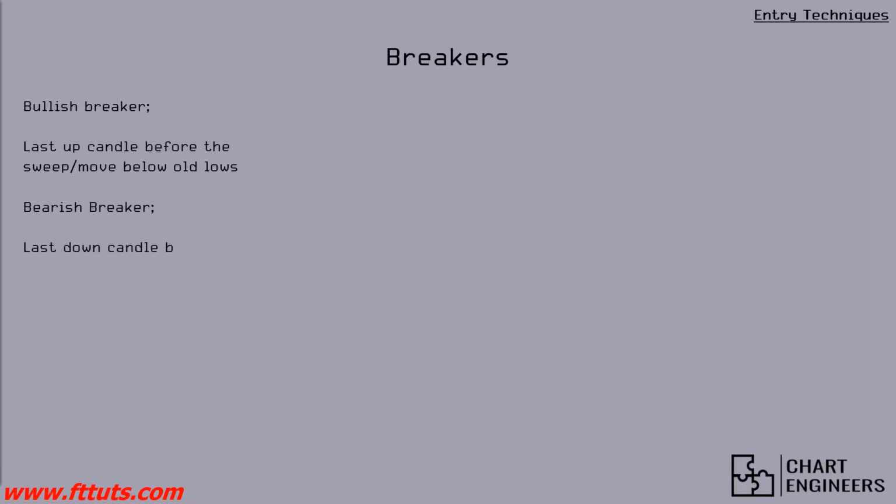So breakers, there's two types as you just saw, bullish breaker and a bearish breaker. So what a bullish breaker is, it's the last up candle before the sweep or move below old lows, and then a bearish breaker, the last down candle before the sweep or move above old highs. So what is this going to look like on a chart? So for me, my bullish candle would be white, so my last up candle is going to be white and my last down candle is going to be black.